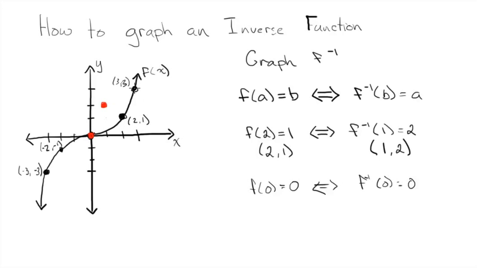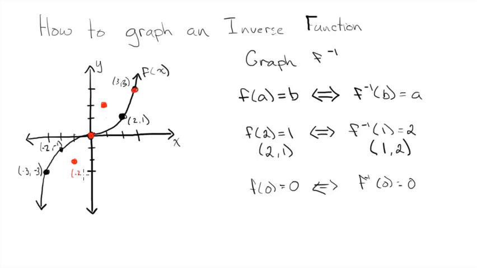Same with (3, 3), right? If 3 went to 3, then 3 is going to go back to 3. So this point is going to be on both graphs. I'm going to try to do this without writing it down over here, but -2 went to -1, which means -1 is going to go back to -2. So (-1, -2) is going to be on a graph. Basically, we're just switching x and y.